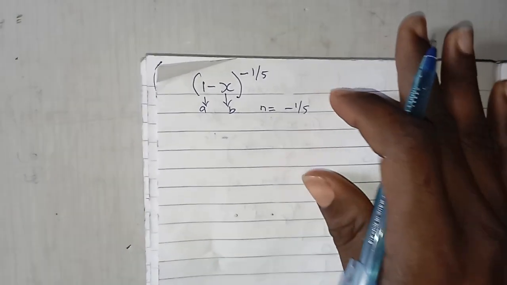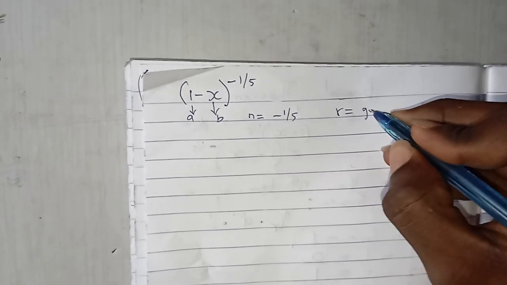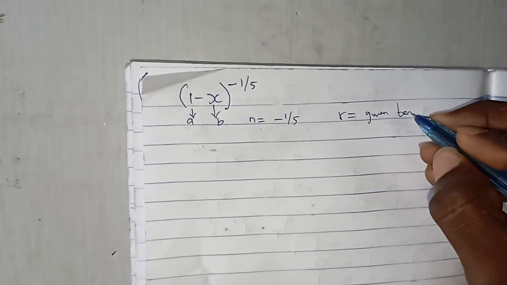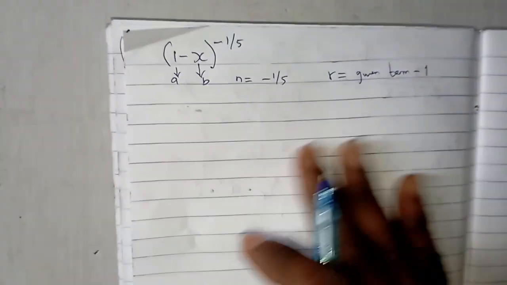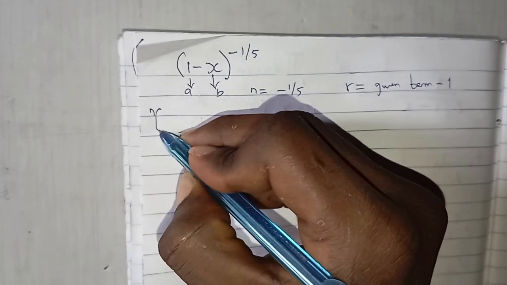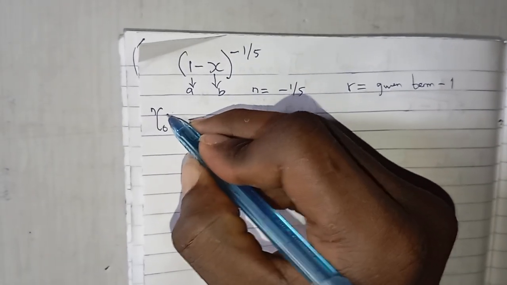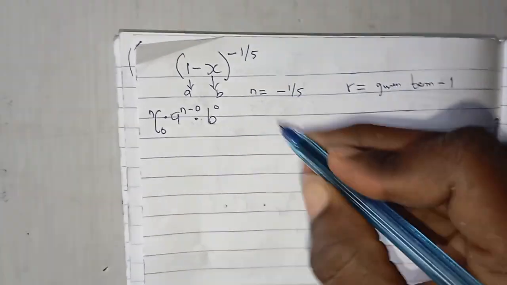And remember that r is equal to the given term minus 1. But here we are not going to be looking at r. Rather, we are using our formula, which is n combination 0 dot a raised to power n minus 0 dot b raised to power 0.